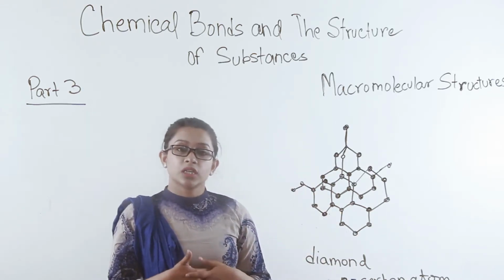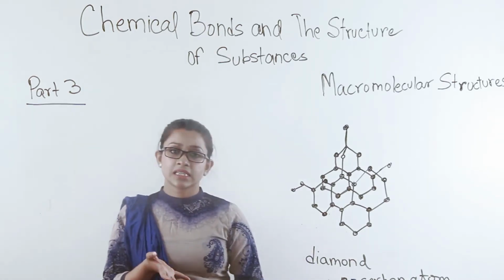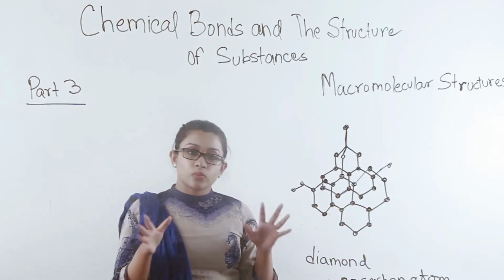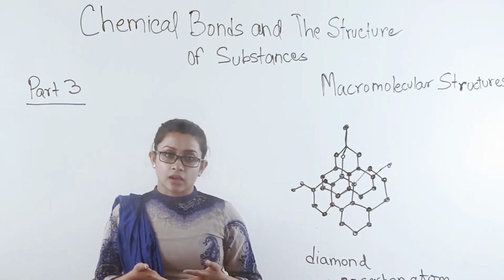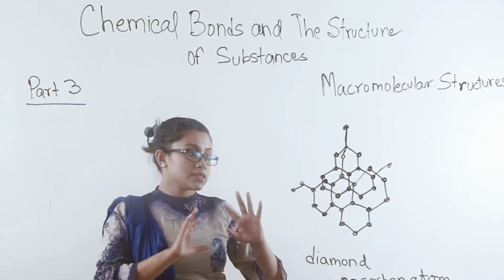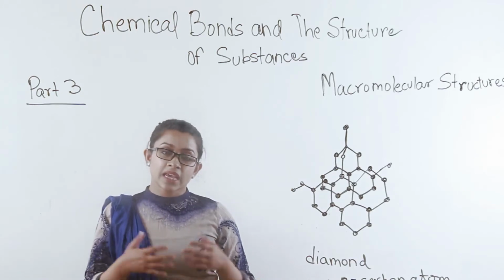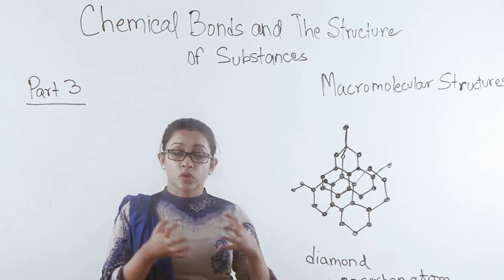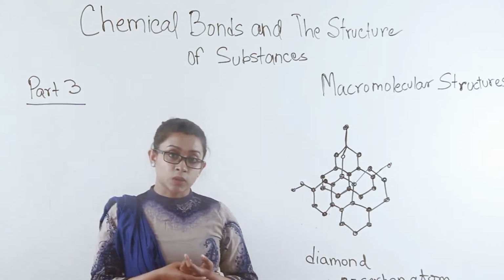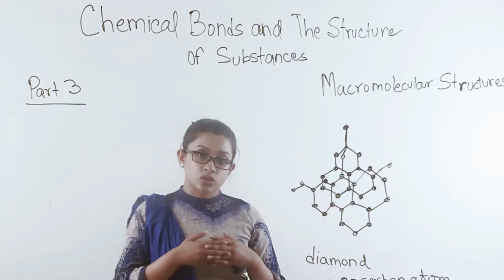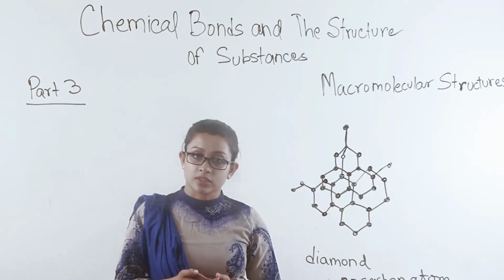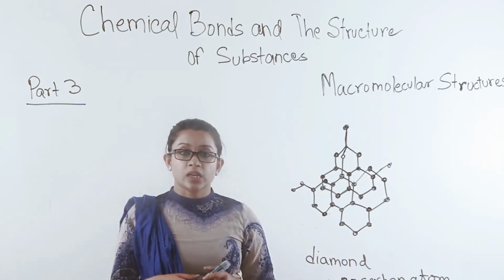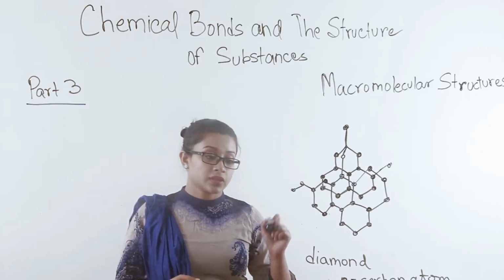Examples of other macromolecular substances are silicon and silicon dioxide. All these 3 substances that I just mentioned have similar arrangements and similar structures. In the case of silicon, one silicon atom is joined together in its macromolecular bond by 4 other silicon atoms. In the case of silicon dioxide, one silicon atom is joined by 4 oxygen atoms.